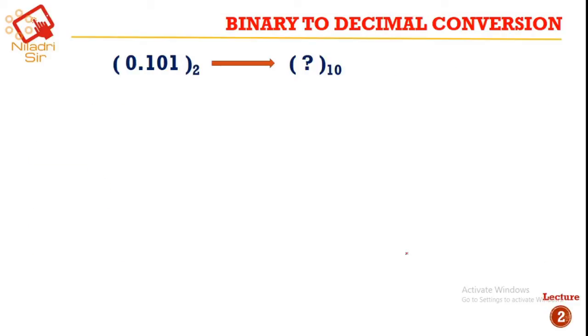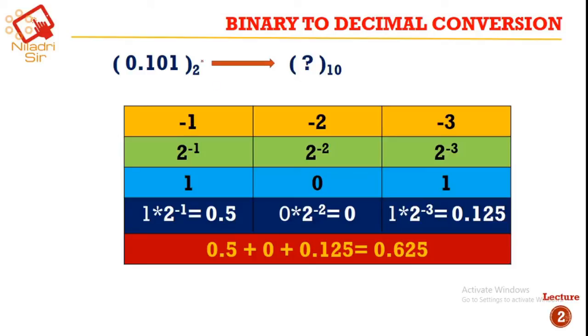Next, come to another problem, 0.101. In case of 0.101, we will take from the left hand side, and as you know, this one is to the 0th index. After the decimal, on the right hand side, it will be minus 1, this is minus 2, and this one is minus 3. That is why we have written minus 1, minus 2. After the decimal, on the right hand side, we will start with minus.